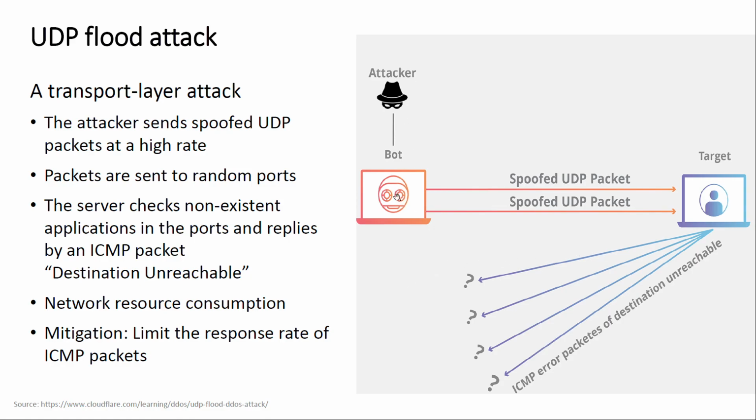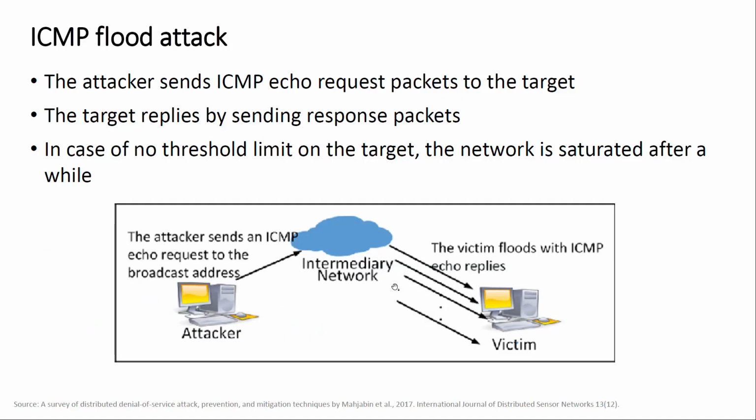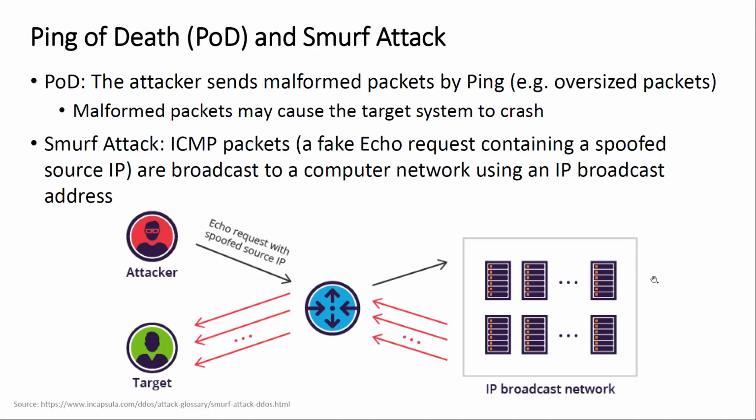So the attacker commands the bot to send spoofed UDP packets, so the target actually sends them but receives ICMP error packages of destination unreachable. ICMP flood attack is similar. In this case, the attacker sends ICMP echo request packets to the target. The target replies by sending response packets. In case of no threshold limit on the target, the network is saturated after a while. So to mitigate, you have to have a threshold actually.